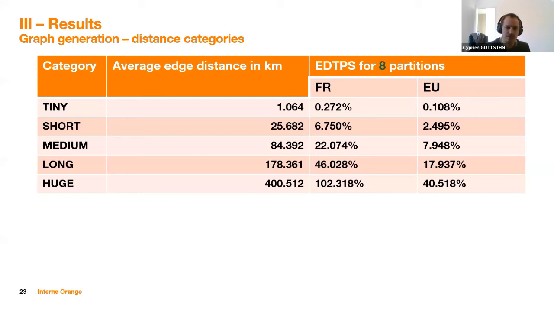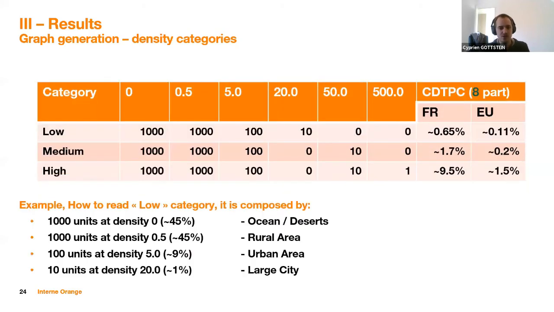Here are the density categories. Each column corresponds to a density strength, and each row value is how much of that type of density I use to construct my whole density distribution for a graph I'm generating. If you look at the low category, it needs to be read that way. It is composed of 1,000 units of density 0, meaning that approximately 45% of the surface of the generated graph will actually be empty, with no nodes. So it will be the equivalent of ocean and deserts.